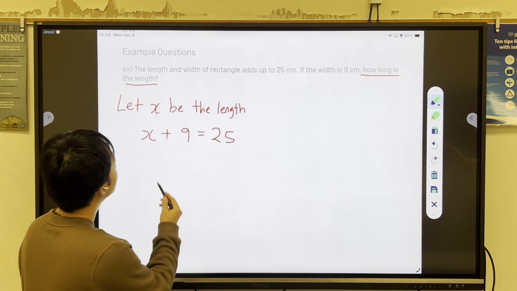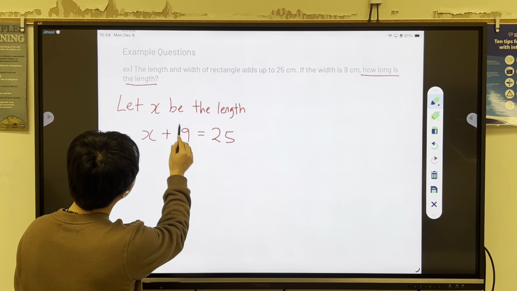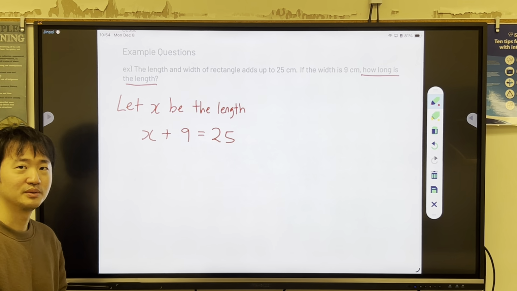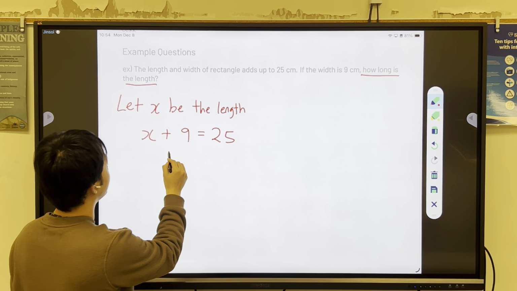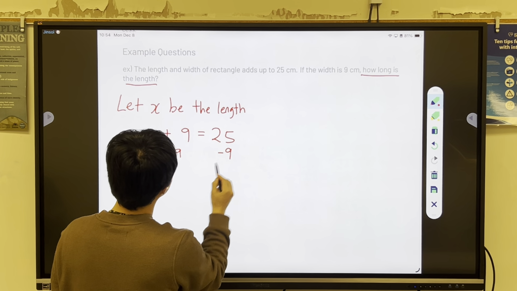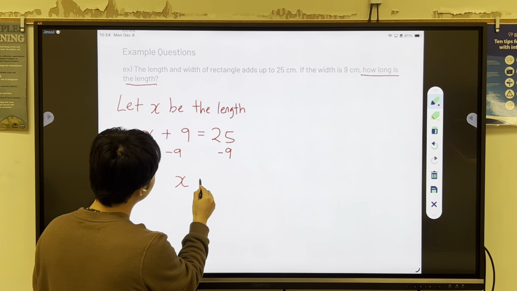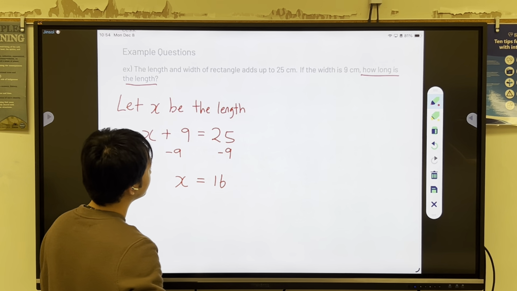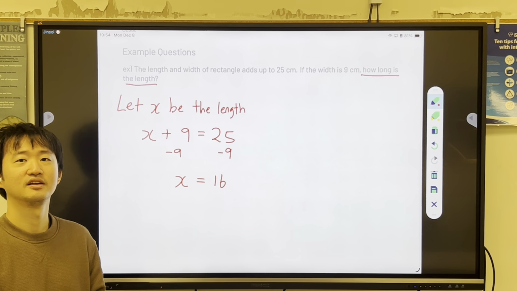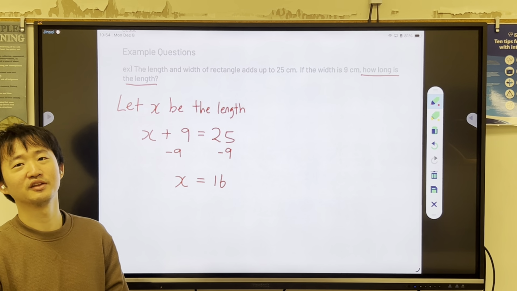The fourth step is to solve the equation. I think I can easily solve this by doing the opposite of plus 9. The opposite of plus 9 is minus 9. So it's going to be x equals 16. And we've solved the equation.